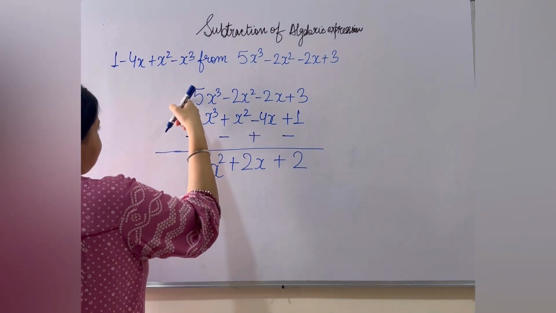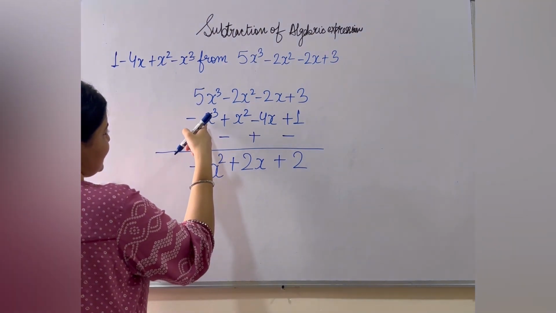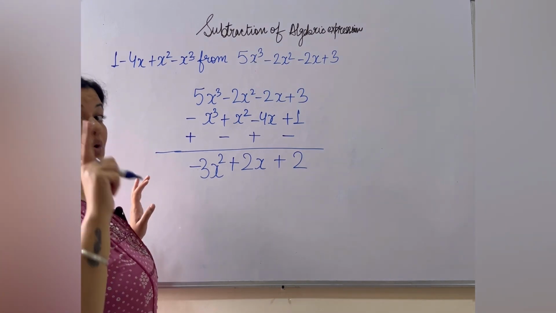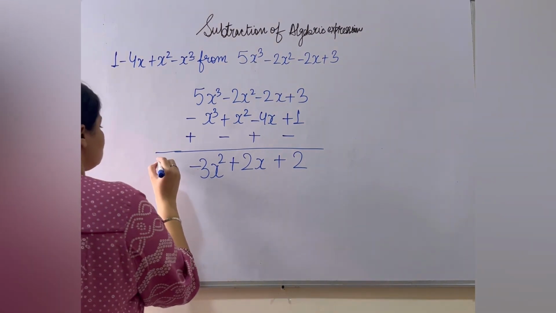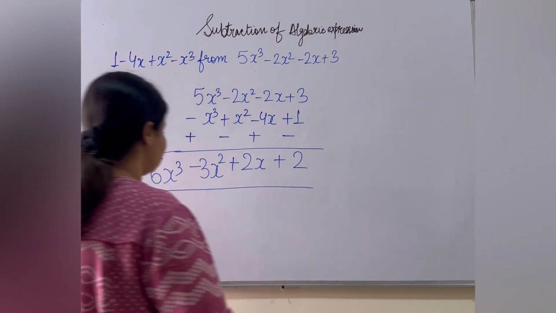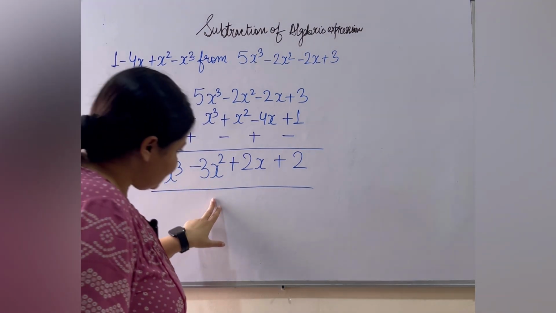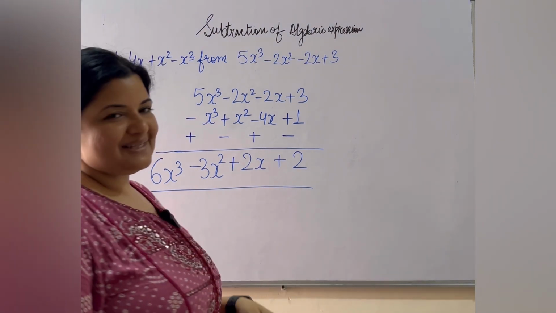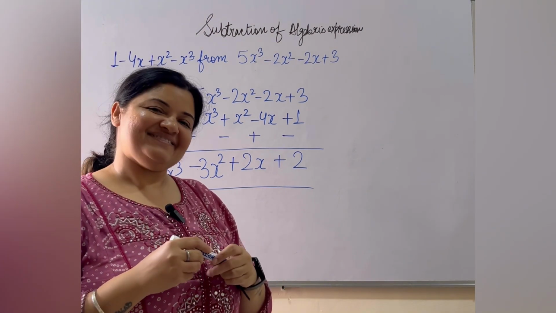Now 5 plus x cube. 5x cube plus 1x cube, it means it becomes 6x cube. So this is our answer: 6x cube minus 3x square plus 2x plus 2. Save it for later also.